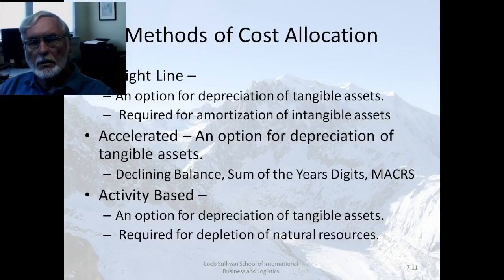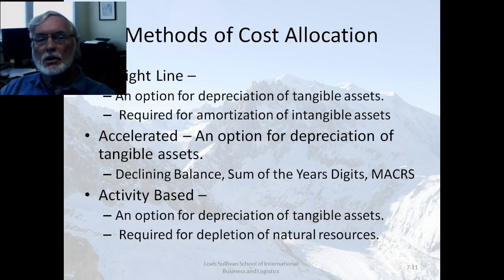Straight line, pretty simple. We expect the asset, let's say it's a $10,000 asset, to have no residual value, and we expect it to last for 10 years. We're just going to take the 10,000 divided by 10 years, and we're going to allocate $1,000 per year of costs to that asset. So we're going to start out with a $10,000 asset. After year 1, we will have a $10,000 asset and $1,000 of accumulated depreciation for a net value of 9. And we'll also record $1,000 of expense to match with the income that the asset generated.